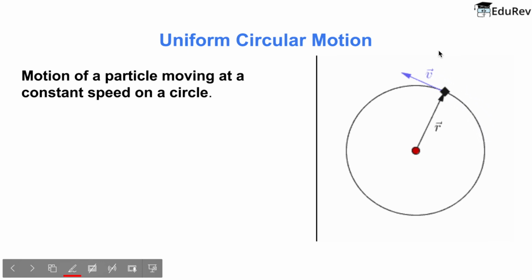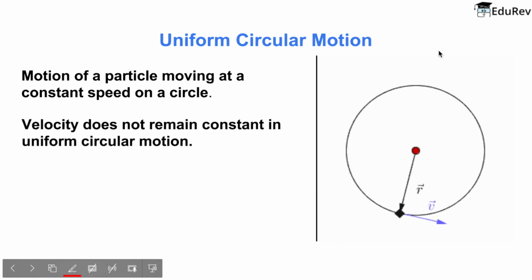Now notice how we are deliberately talking about constant speed here and not the velocity. You can also see from this animation that the velocity, which is a vector, that means it has a direction, changes at every point on the circle. So, in a uniform circular motion, the velocity does not remain constant. Only the speed, that is the magnitude, remains constant.